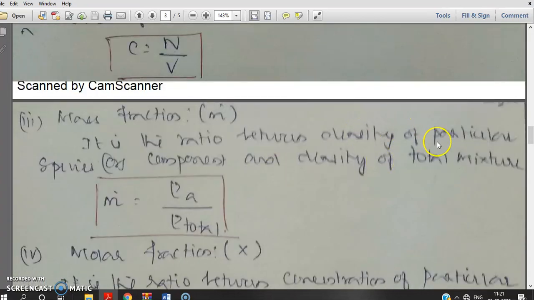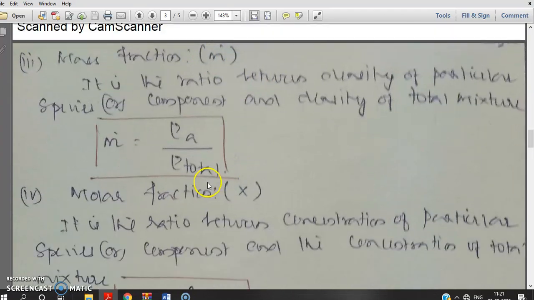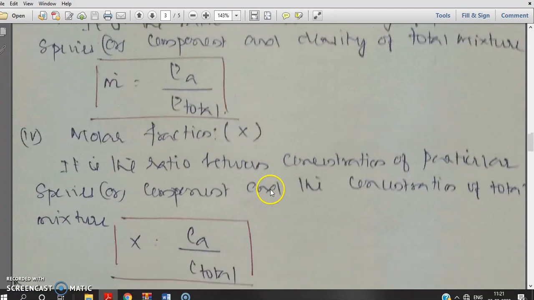Normally it is designated by the symbol C. Then mass fraction: it is the ratio of the density of the particular species to the density of the total mixture. It is normally denoted by the symbol m dot. The next one is molar fraction. It is the ratio between the concentration of the particular species divided by the concentration of the total mixture. Normally it is designated with the symbol x equal to Ca by C total.